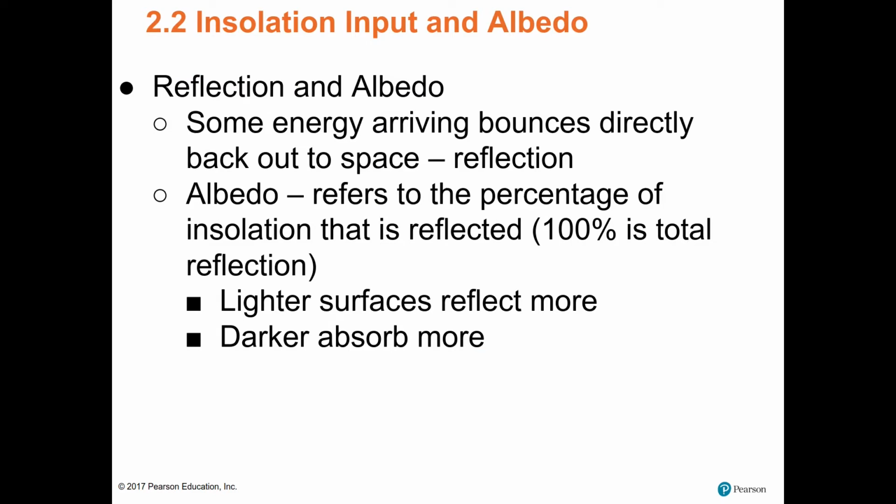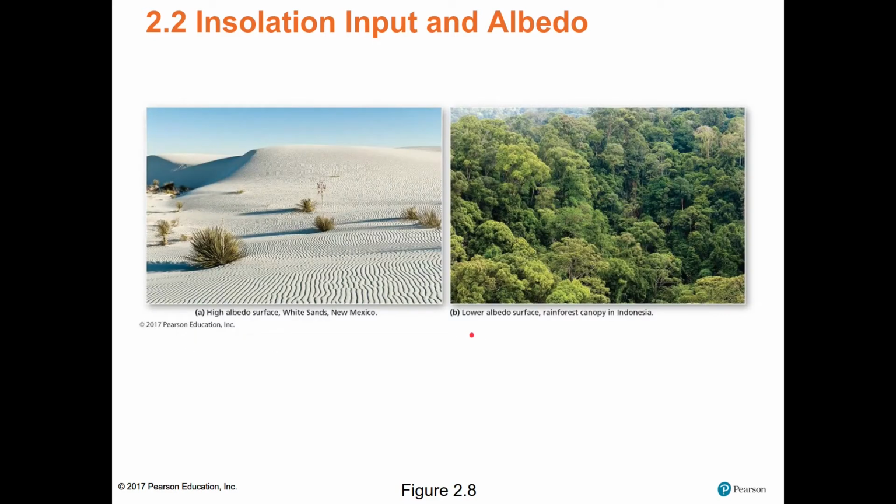Reflection, the term for reflection is albedo. Albedo is the percentage that's reflected. If something reflected all the energy, the albedo would be 100%. Lighter surfaces reflect more, darker surfaces absorb more. So this would be a high albedo surface, this would be a low albedo surface, which would make sense because plants absorb sunlight, so you'd expect that they're trying to eat all the sunlight they can.